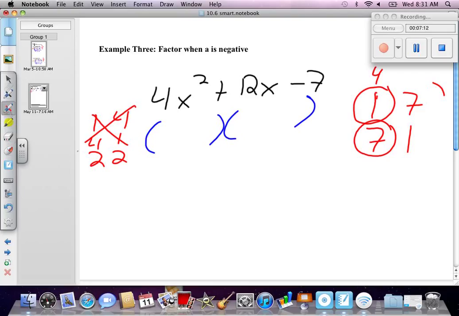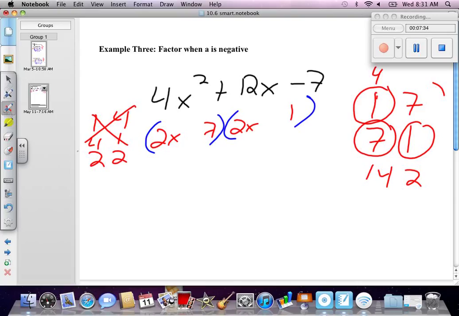7 times 2 gives me 14. 2 times 1 gives me 2. 14 minus 2 gives me 12. So I know it works. So I'm going to put a 2x here and a 2x here. And I've got 7 and 1. It shouldn't matter which way they go because you're multiplying both of them by 2.